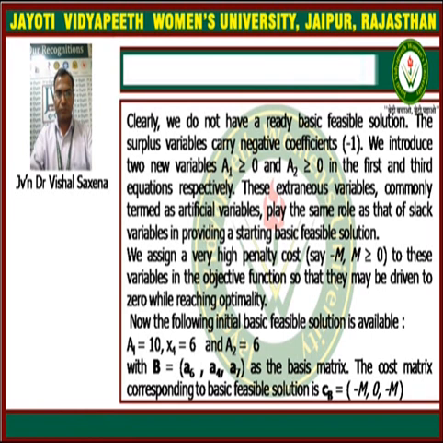So the initial basic feasible solution can be taken as a1 = 10, x4 = 6 and a2 = 6. So that is the initial basic feasible solution which is taken: a1 = 10, x4 = 6 and a2 = 6.